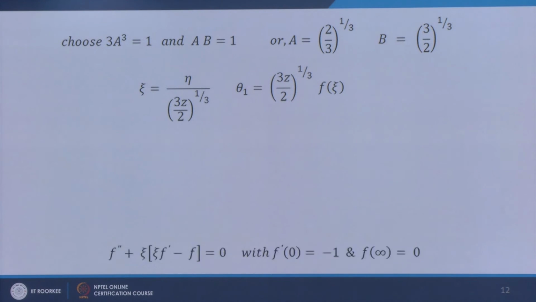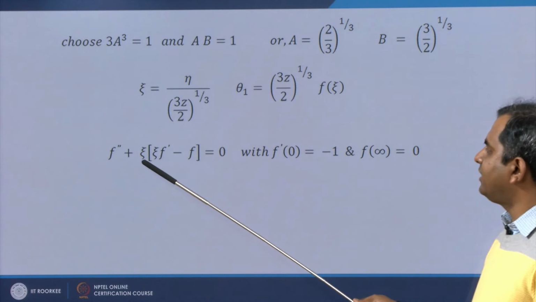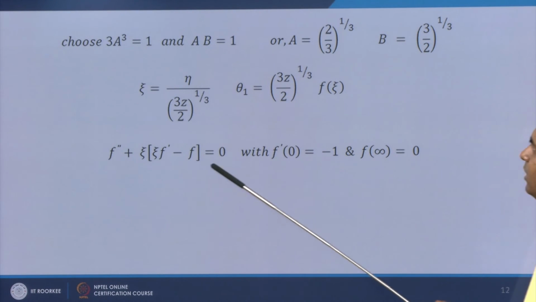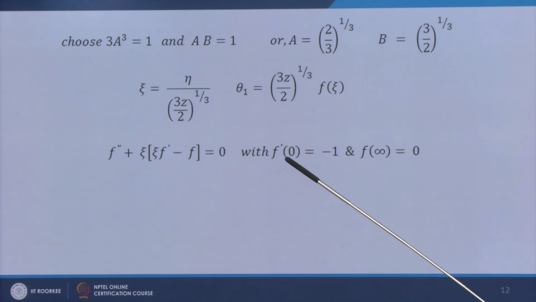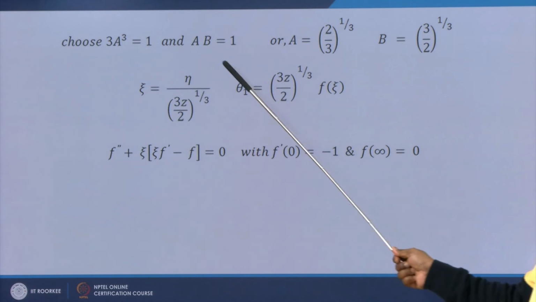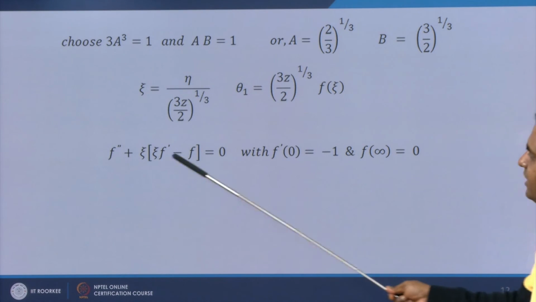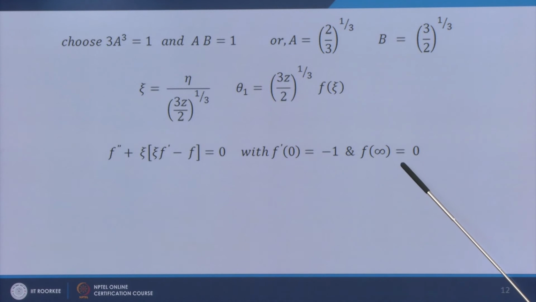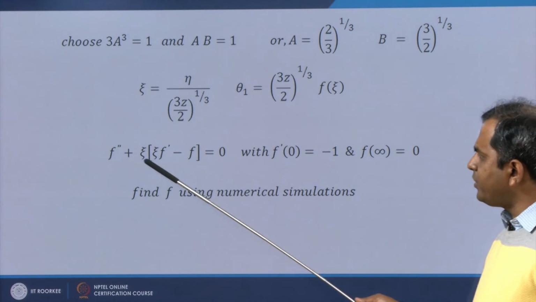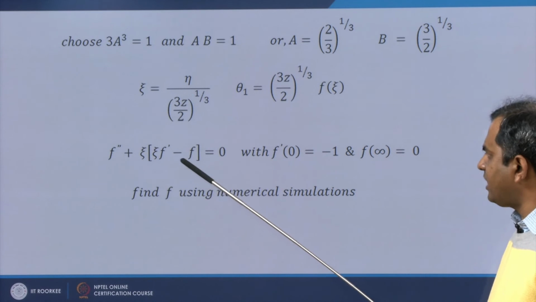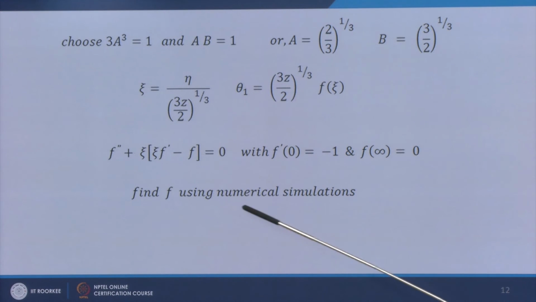Okay. And the equation now becomes very simplified, as we have put 3a cube equals to 1, and the boundary condition also looks very simple, as we have put a b equals to 1. So this is my equation, and we will be having two boundary conditions in this fashion. Okay. Now for finding out f, this is not a very simple equation, as we are having second order, first order and 0th order terms. So we need some numerical simulation. Okay. So you have to find out f using numerical simulation.